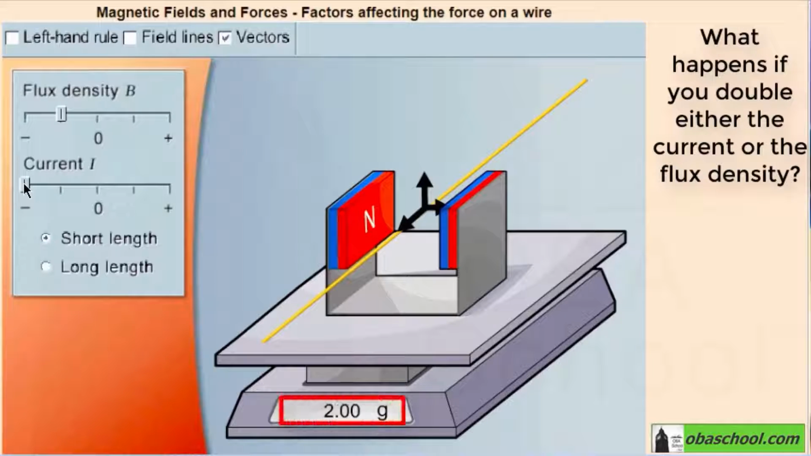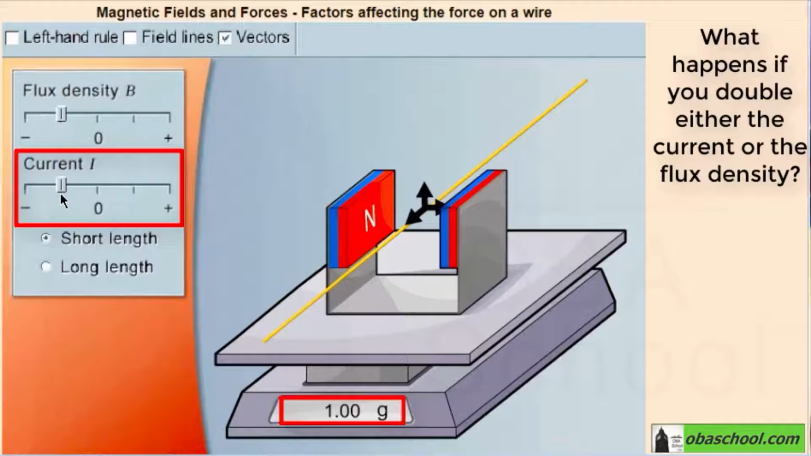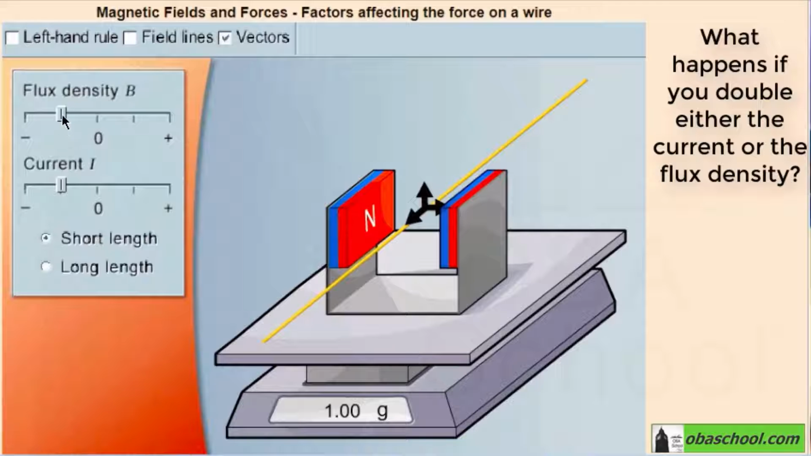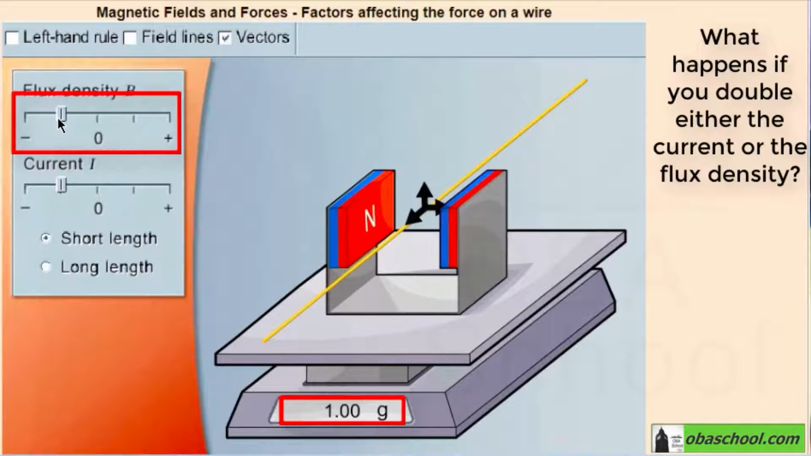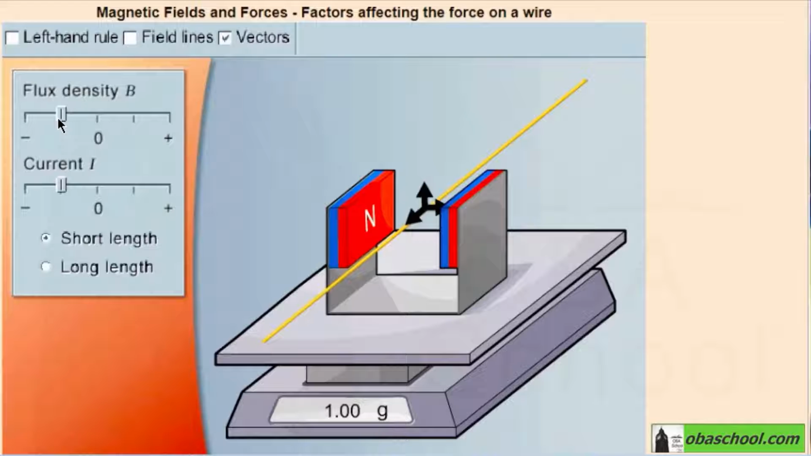So we double the value and the balance displays 2 grams instead of 1 gram. Similarly, if we double the flux density, the balance displays 2 grams instead of 1 gram. So the magnetic assembly moves downwards and the balance reading doubles to 2 grams if we double either the flux density or the current.